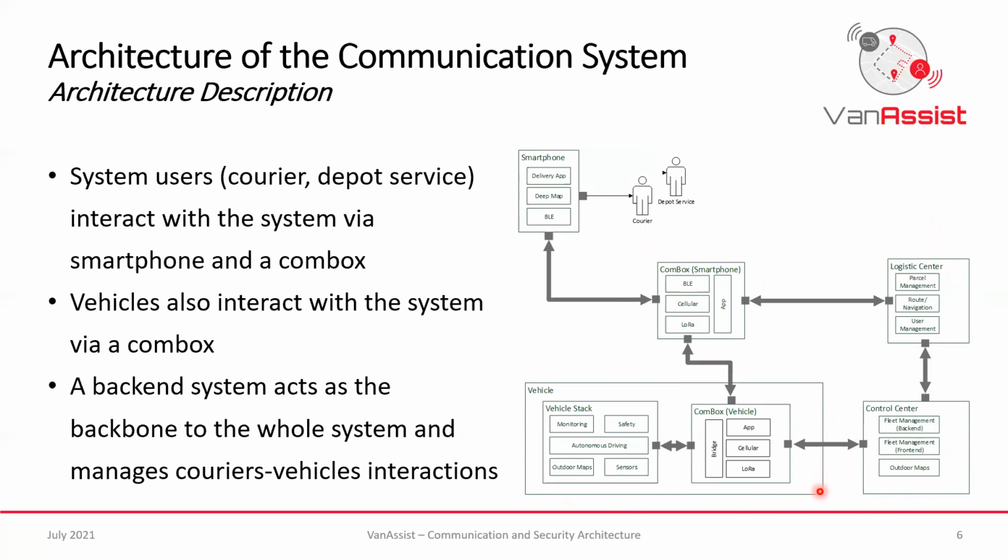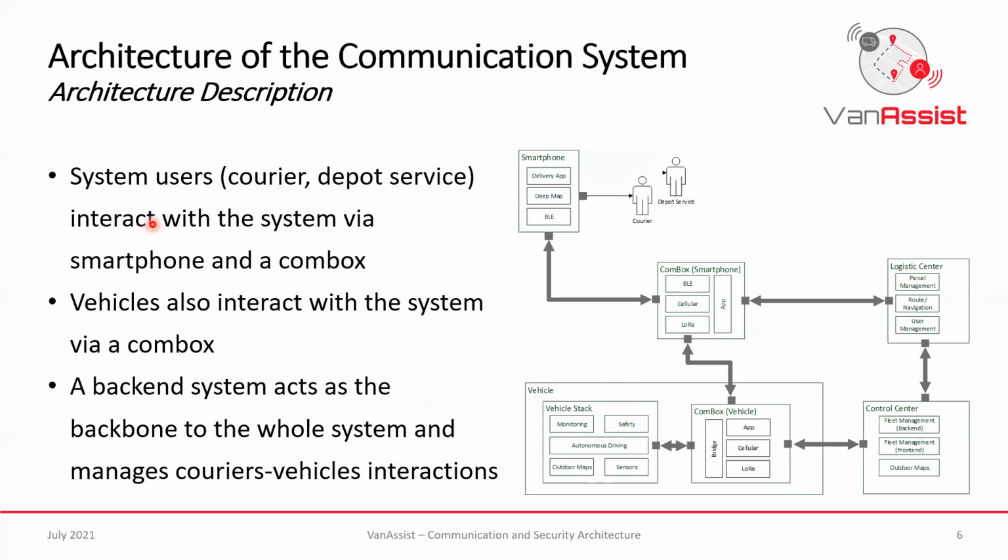The vehicle consists of two main parts. One is the COM box or the V-box, which interacts with the backend system, and also the vehicle stack, which communicates with the COM box and gets the status and gets the commands and performs them on the vehicle.